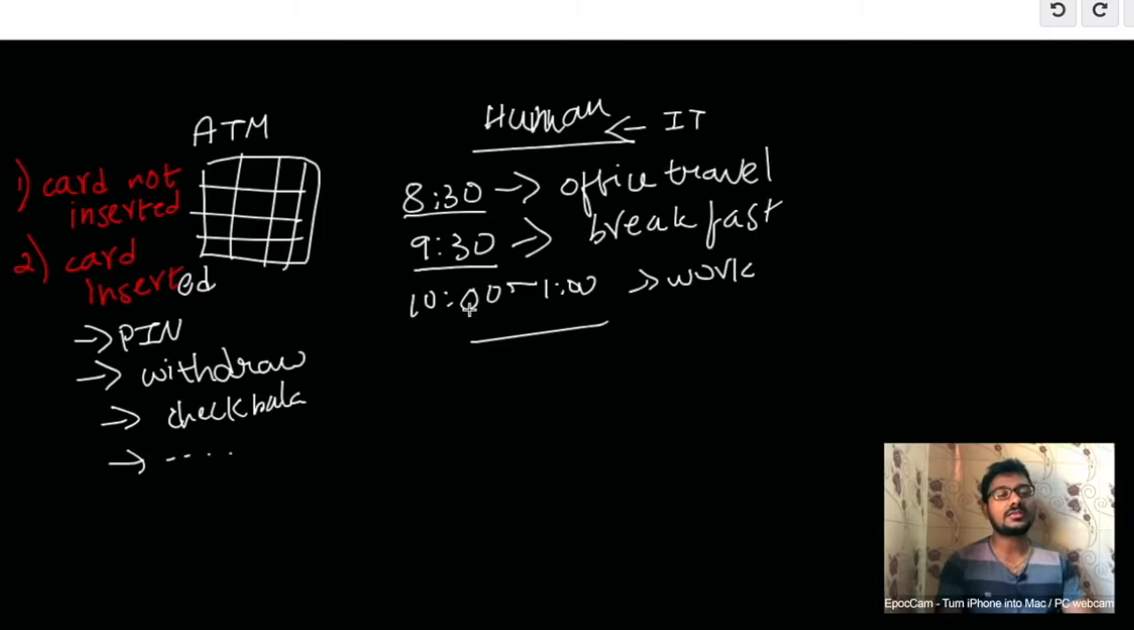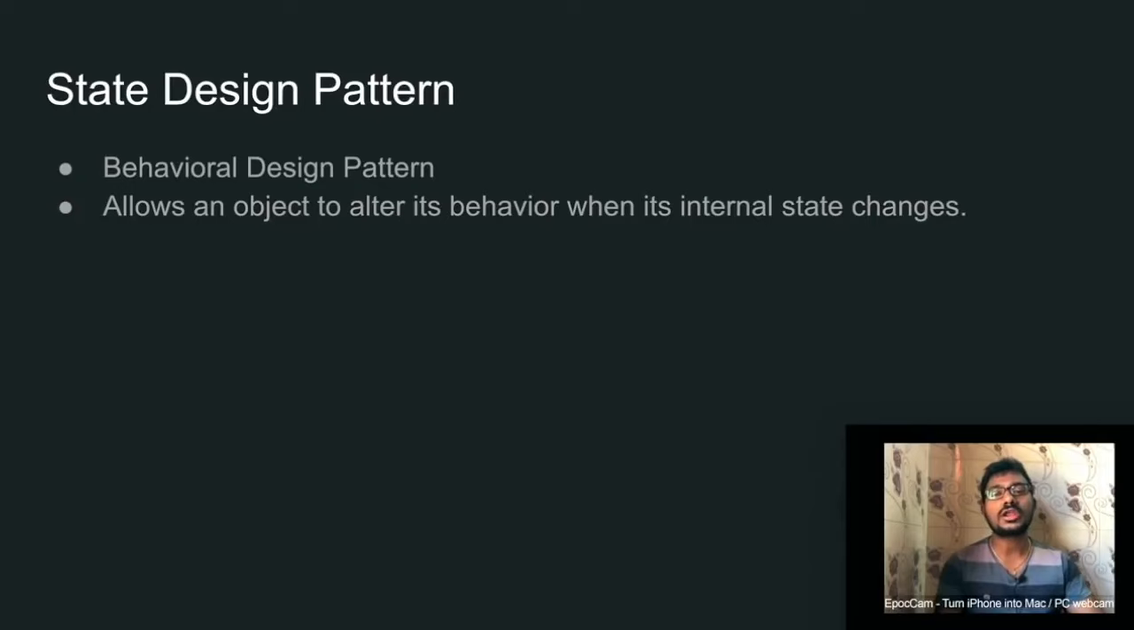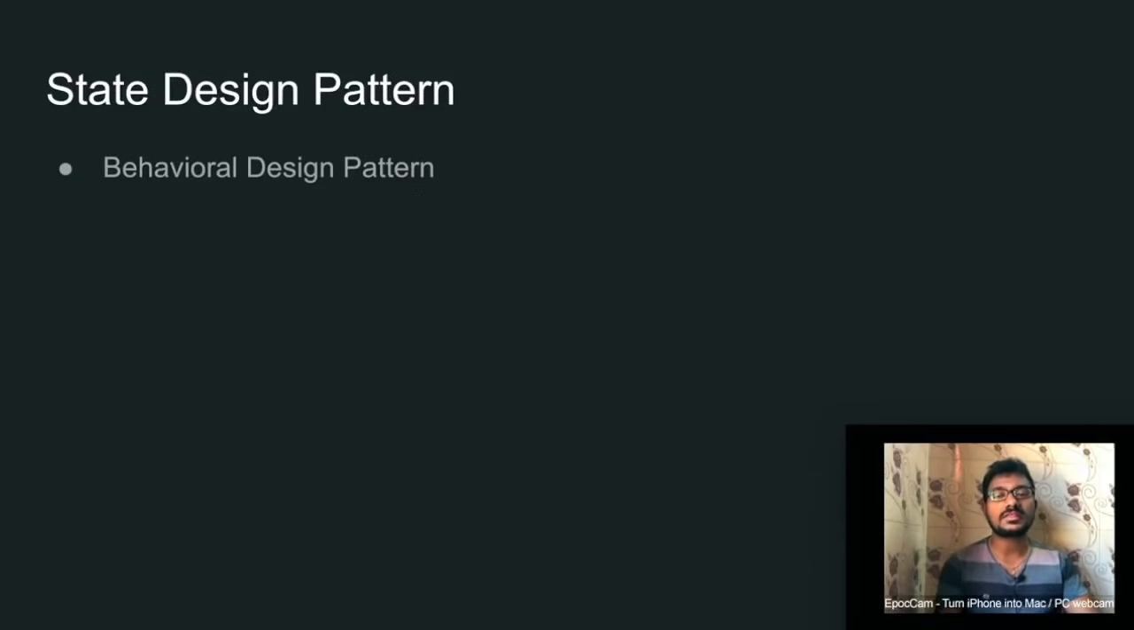So these are the 3 states where human life or behavior is completely changing based on the internal state. At 8:30 he is traveling to office, at 9:30 he is having breakfast, at 10 AM to 1 PM he is working. So these are the examples of the state design pattern. We will try to cover these points with these examples.